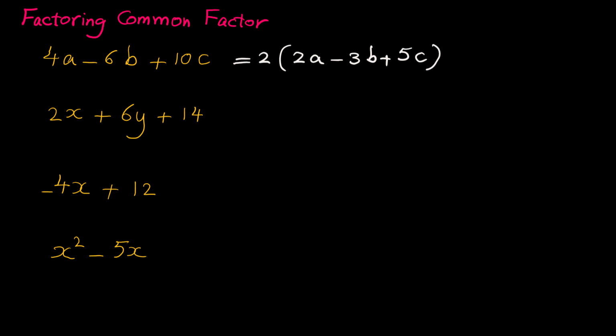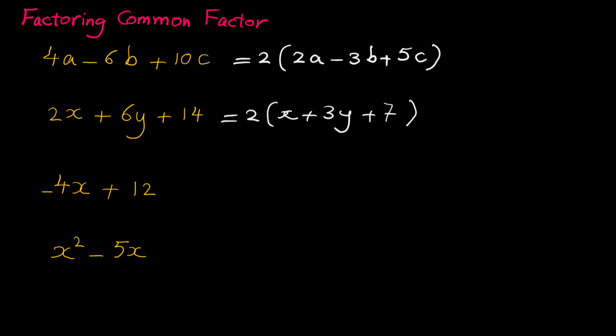And then what do we have to write in the bracket? When we factor 2, basically we have to divide every term by 2. 2x divided by 2 is x. 6y divided by 2, 6 divided by 2 is 3, so 3y. 14 divided by 2 is 7. And this is the factored form for this given expression here.